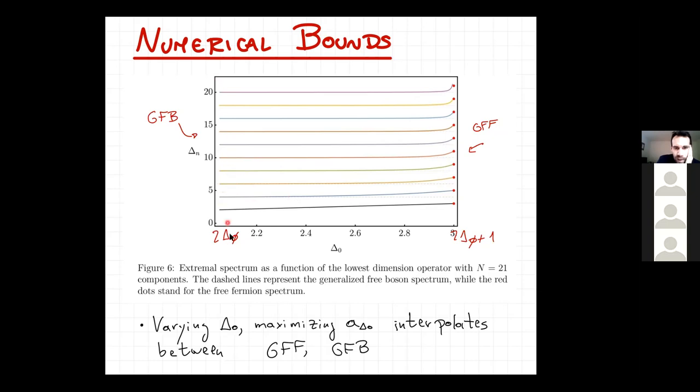When the gap is 2 delta phi, this spectrum is just a generalized free boson. So this is 2, 4, 6, 8, 10, and so on. And then as you vary the gap, you see that this extremal solution will flow to a new one. And this new one is simply the generalized free fermion. So we have a smooth interpolation between the two bases that we've constructed, the generalized free boson and the generalized free fermion. And in between, there's a family of interacting solutions with their own associated bases.